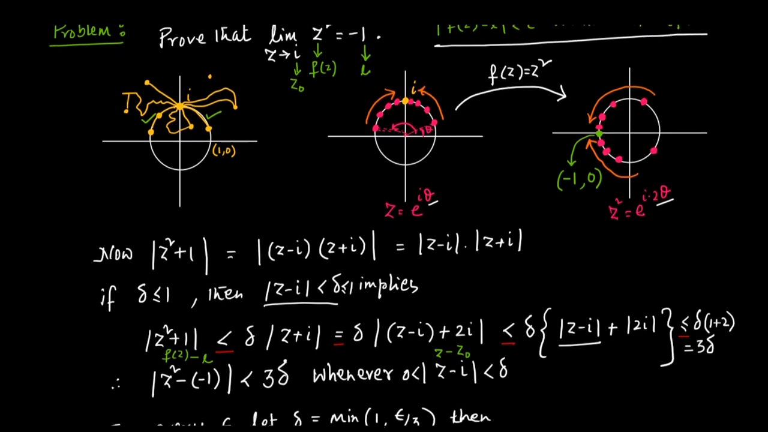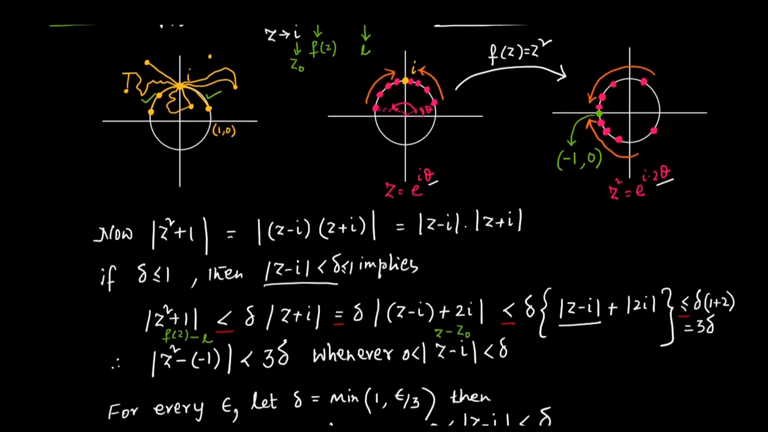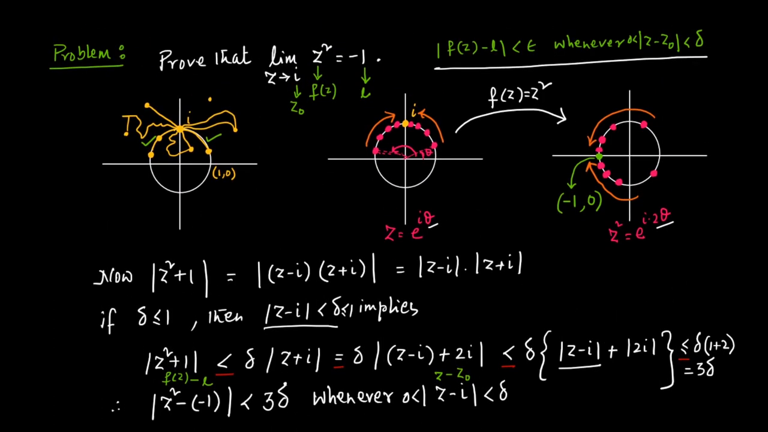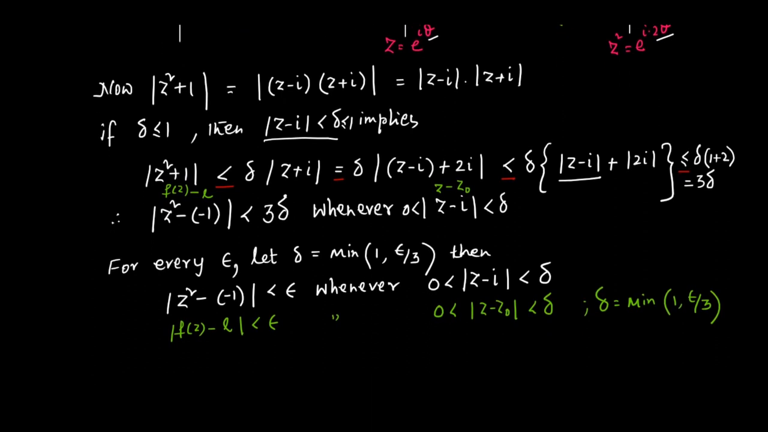So that is how we can prove the existence of limit in a generic way. Whenever you have to prove the existence, don't prove by choosing some specific example. Prove by validating the definition. So the definition is validated, and therefore we can say that limit z tends to i of z square is equal to minus 1, on the basis of this definition. So now I told you that you cannot prove the existence of limit by choosing any specific path.